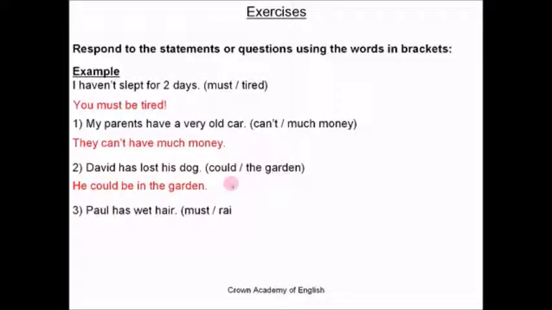Question 3. Paul has wet hair. And the answer here is, it must be raining. Okay, Paul has wet hair. He has just come inside. We are certain that it is raining. So we say, it must be raining.